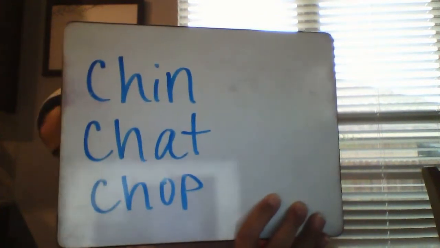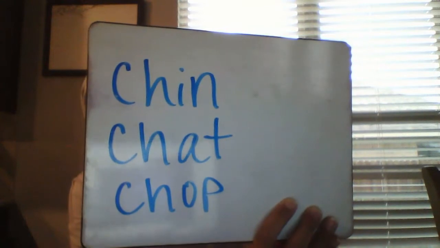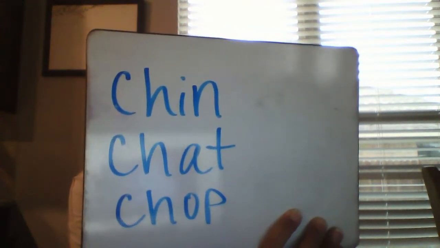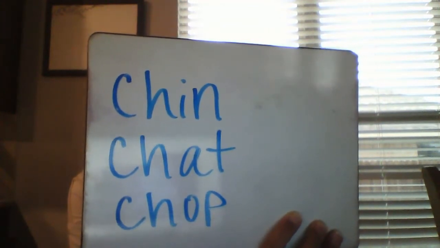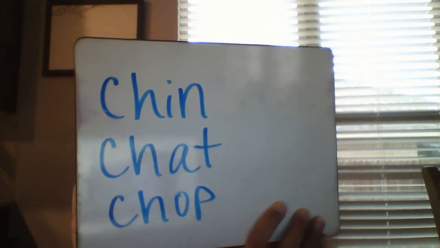Does anyone know what these are called? They are called a digraph because they are two letters that come together to make one sound. Ch is the English pronunciation for digraph CH. We will be discussing some other pronunciations of this digraph in a later lesson.